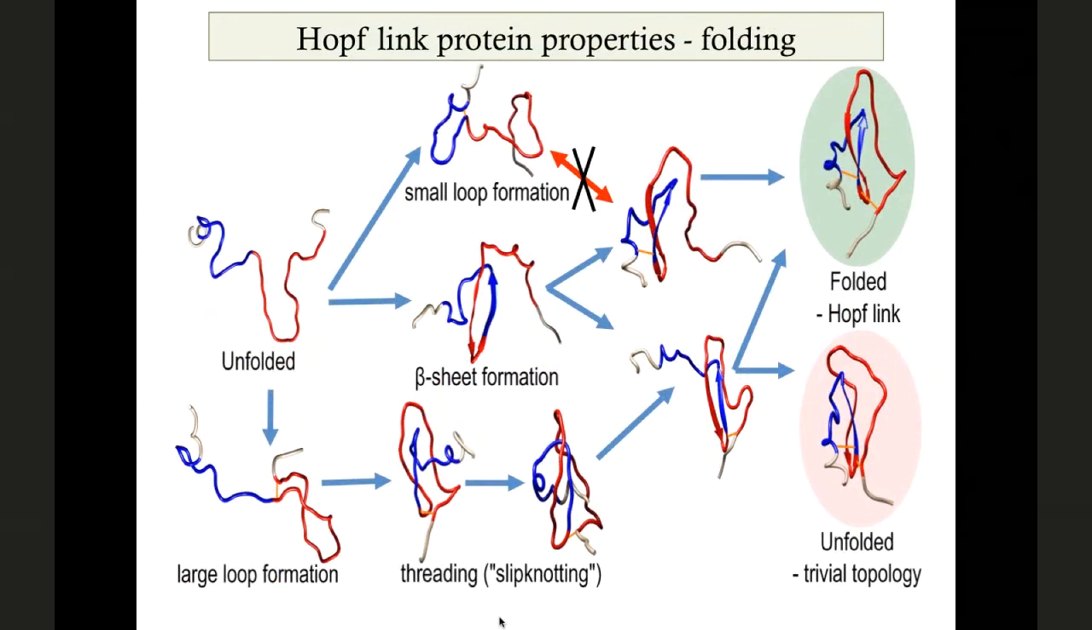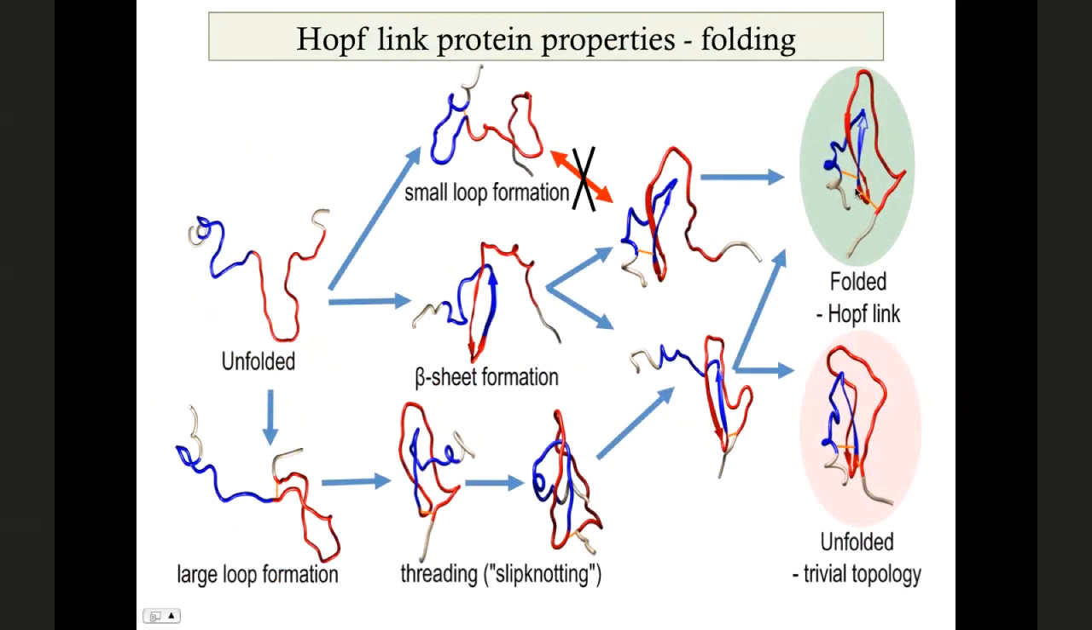However, it also provides a disadvantage because, as you can see here, from the topological point of view, there is only one pathway that leads this protein to correct folding. I hope you can see this. So this is the pathway here. It comes from the slipknot conformation that can lead you to the correct folding.